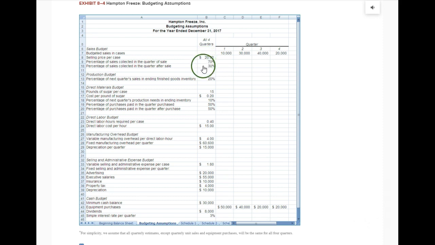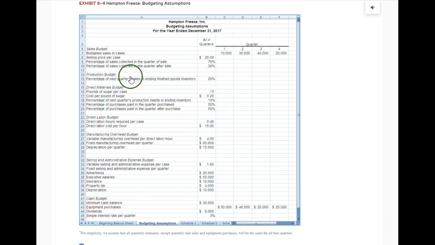Now these two assumption items will help us with the cash flow. This shows us that 70% of the sales we have in any one quarter will be collected in cash in that quarter. The remaining part, the other 30%, will be collected in cash in the following quarter. So we'll come back to this in a minute.